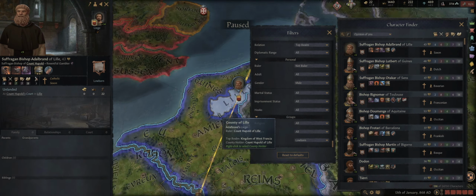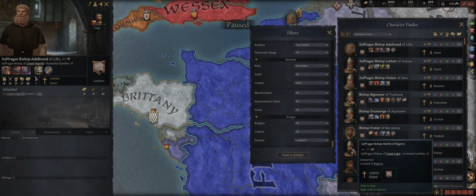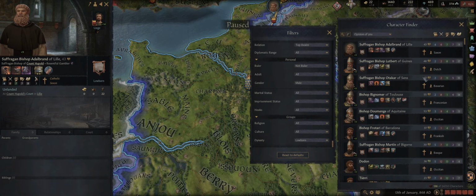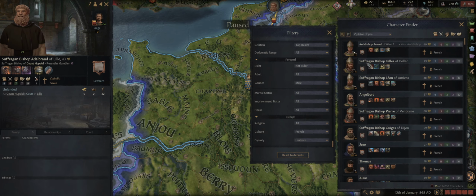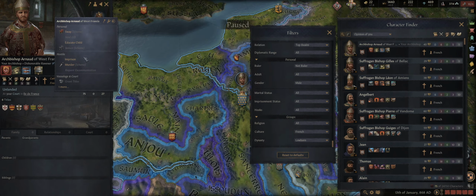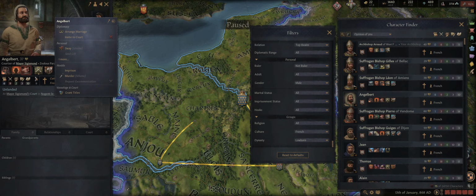So, for instance, this character here. In general, you can sort it by opinion so that whoever these new vassals are like you, and ideally you want them to be part of your culture group. Preferably your culture outright, so let's go ahead and try to find some Frenchmen. Alrighty, so let's go ahead and start handing out some of these lands. You can't hand out land to Archbishops, as you can see here, so we're going to have to go to the next person down the list.